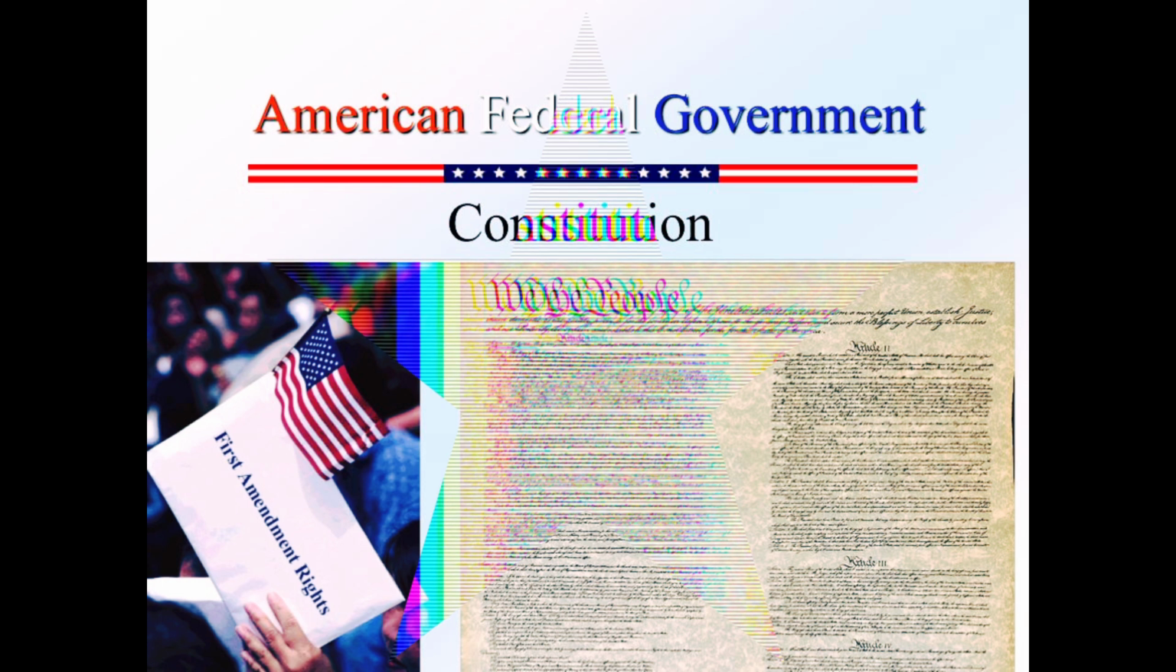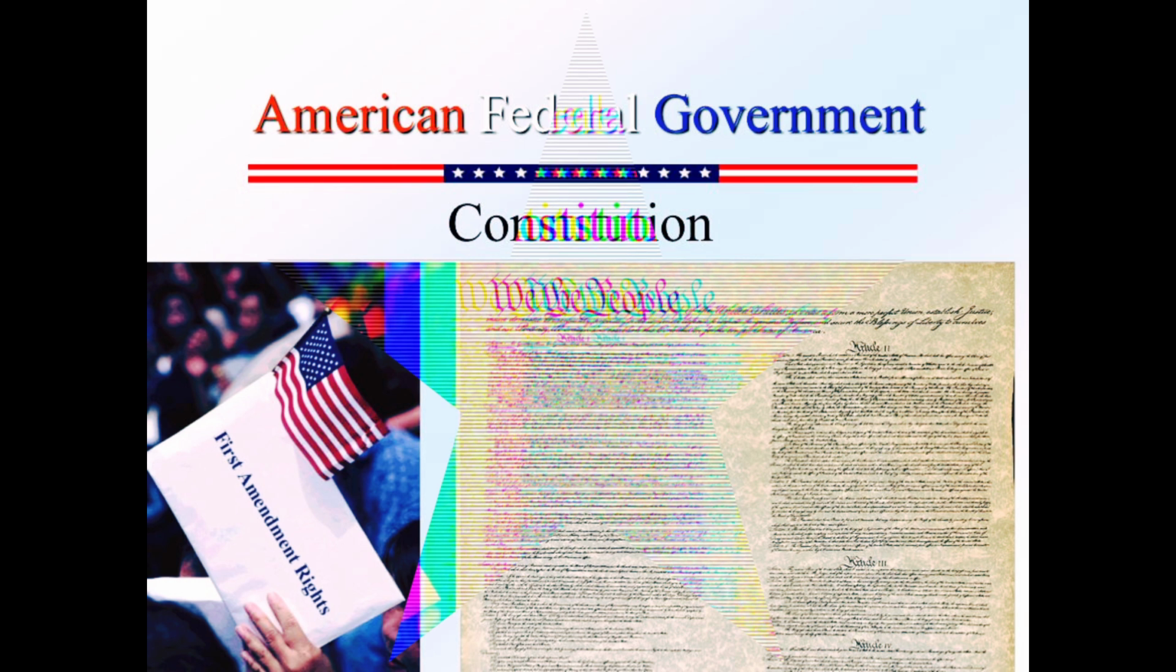Today we will talk about Article 1 of the United States Constitution. So let's get started. Article 1 of the United States Constitution establishes the legislative branch of the federal government, the United States Congress. Under Article 1, Congress is a bicameral legislature consisting of the House of Representatives and the Senate.